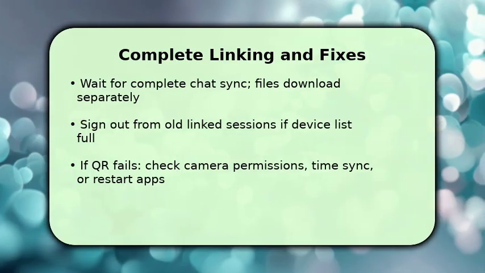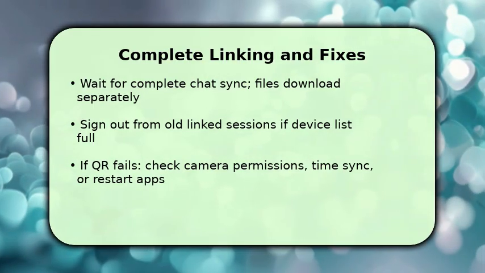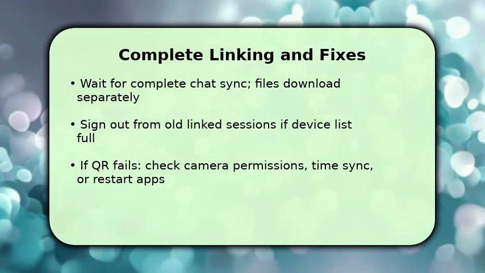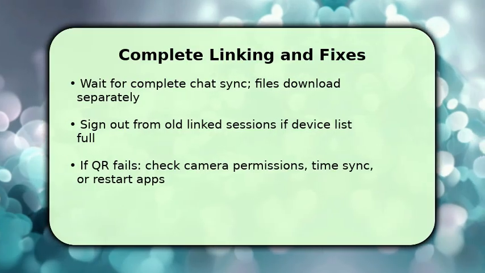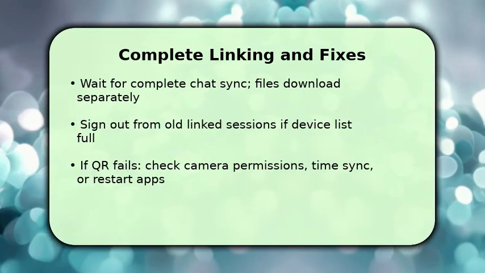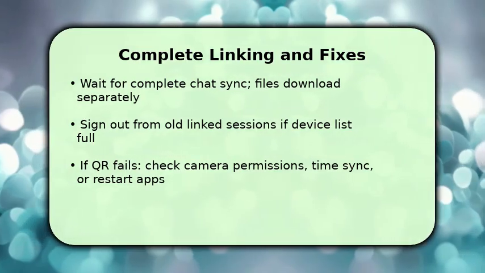If something goes wrong, one key troubleshooting tip: rescan the QR only after ensuring the phone's clock is accurate and camera permissions are granted. If scans repeatedly fail, restart both apps and retry. This resolves most transient authentication errors.